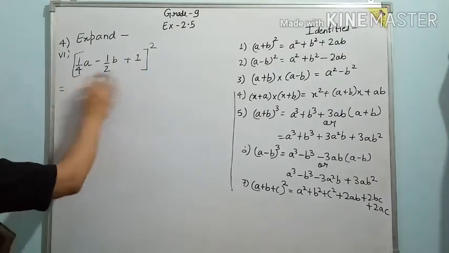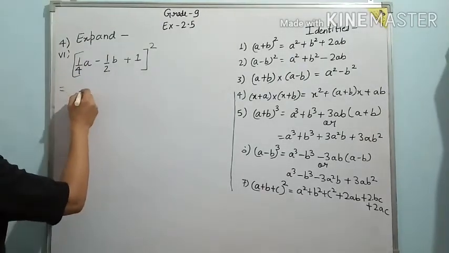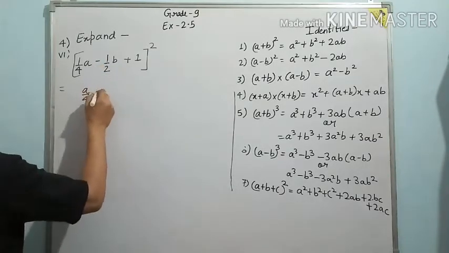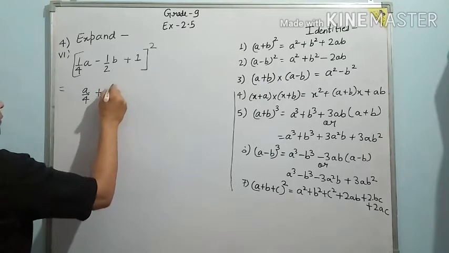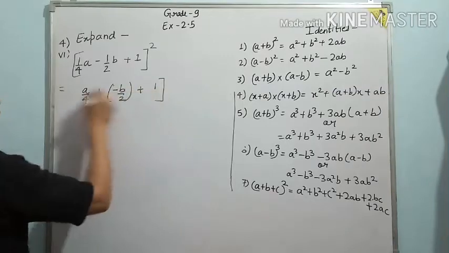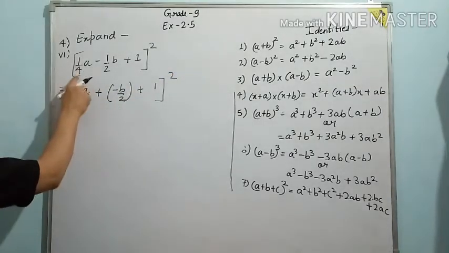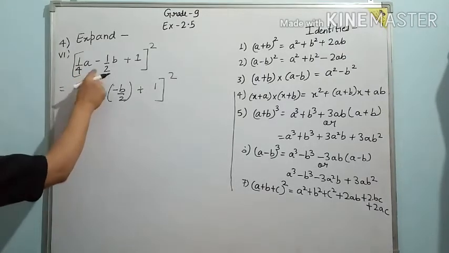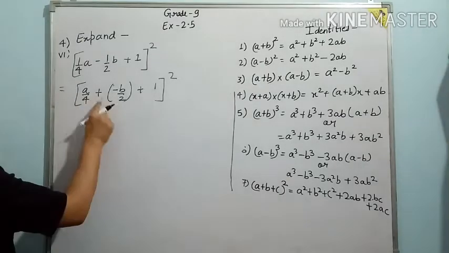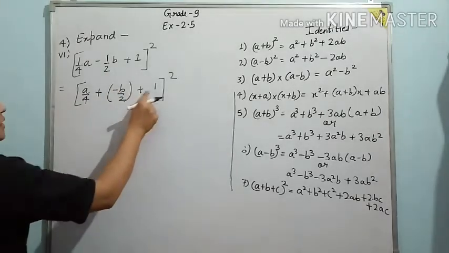So first of all, this is the sixth part of question number 4. I am writing this 1 upon 4a, like a upon 4, minus, this can be written as, or I am writing here plus in bracket minus b upon 2 and plus 1. I hope you all would have understood this, that 1 upon 4 is written as a upon 4. Here we have a plus b plus c, that's why I want to write here plus. So minus I have sent in the bracket, so it has become minus b upon 2 and plus c, that means 1.